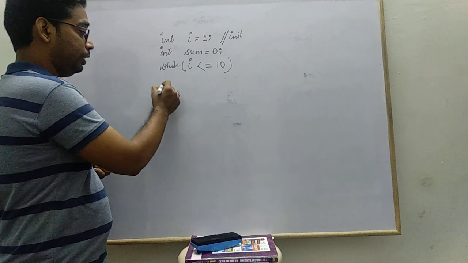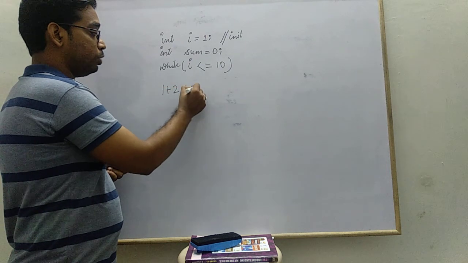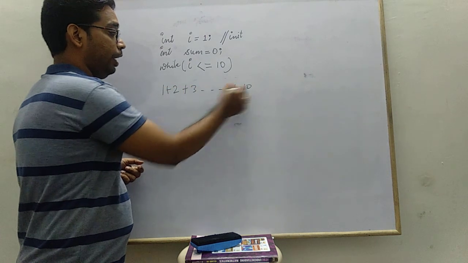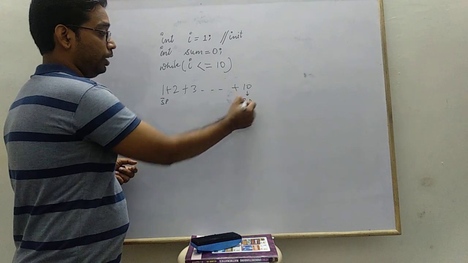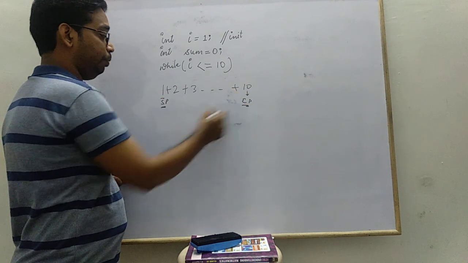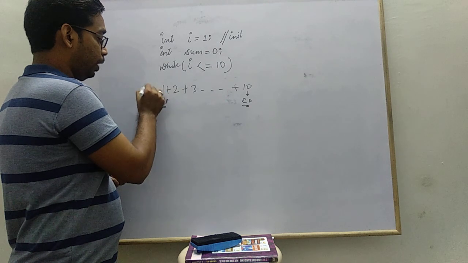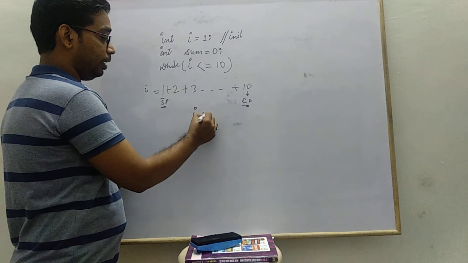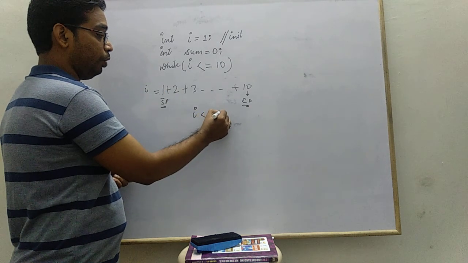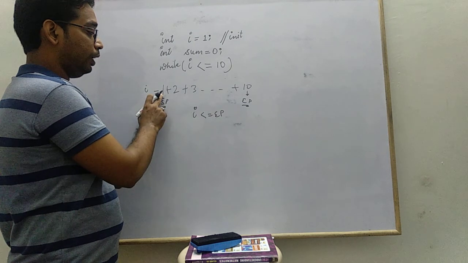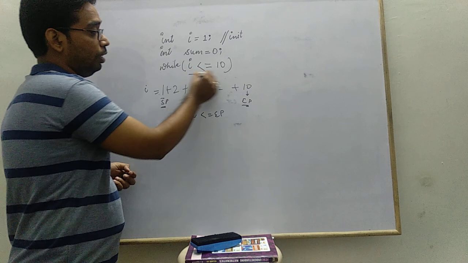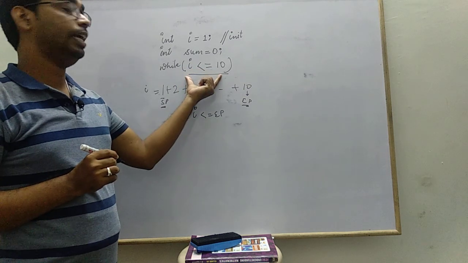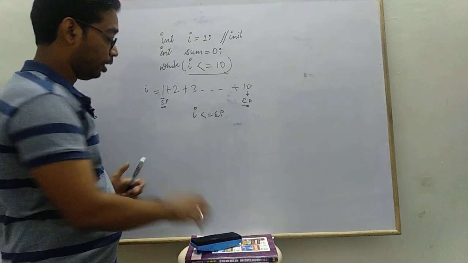So what is our series? If you remember, 1 plus 2 up to 10. So this one is the starting point and this one is the ending point. So compare the starting point with the ending point, that is, this one is also i. So i is less than or equals to the end point. Now the value of i is 1, so 1 is less than 10. That's why I am going to write here i less than equals 10.